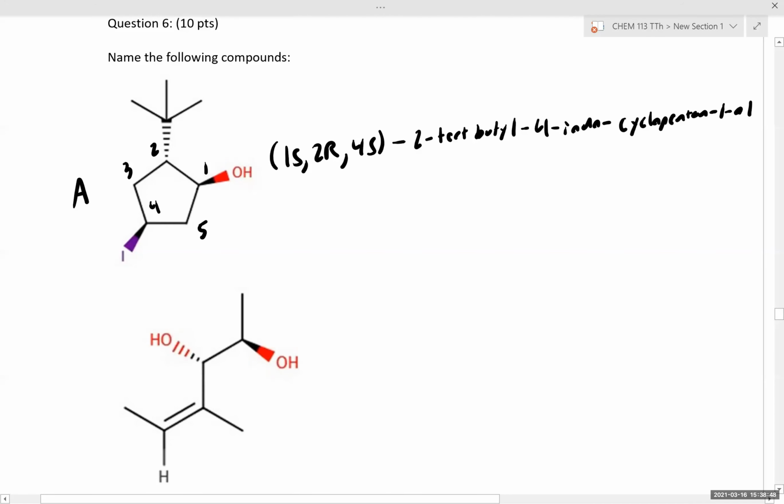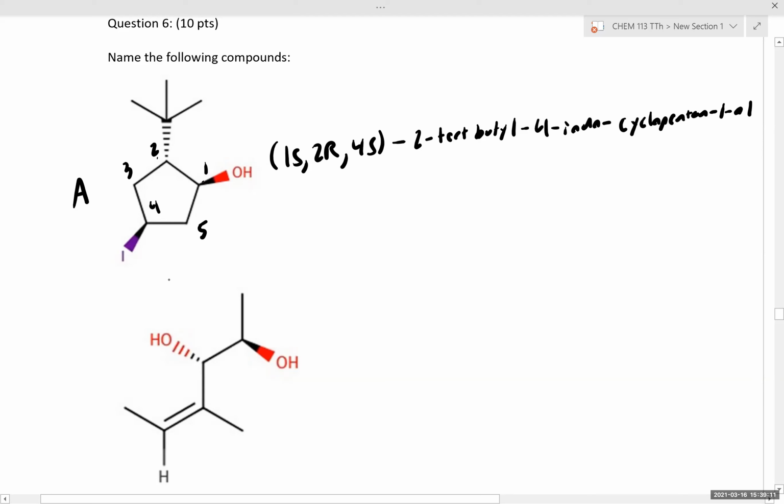The alcohol's highest priority, so it gets priority number 1. Butyl. Now, in order to assign locant numbers, we want the lowest possible locant number. So assigning 1, 2 rather than 1, 3. 2 is less than 3, so we use the numbering method shown here. Does that make sense to everyone?